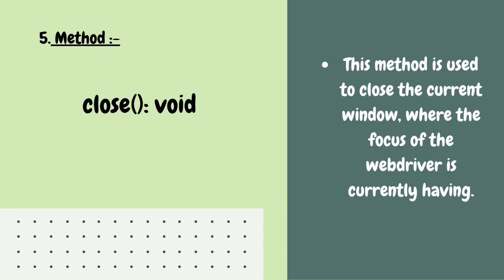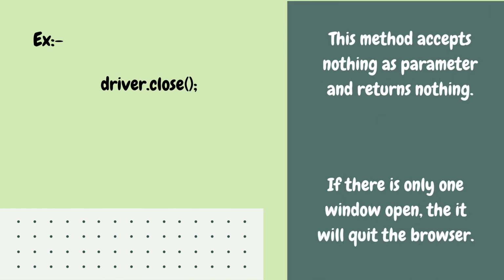Now comes the fifth method, close method. This method is used to close the current window of web browser, where currently WebDriver is focusing. This method accepts nothing as a parameter and returns nothing. If there is only one window open, then it will quit the browser.